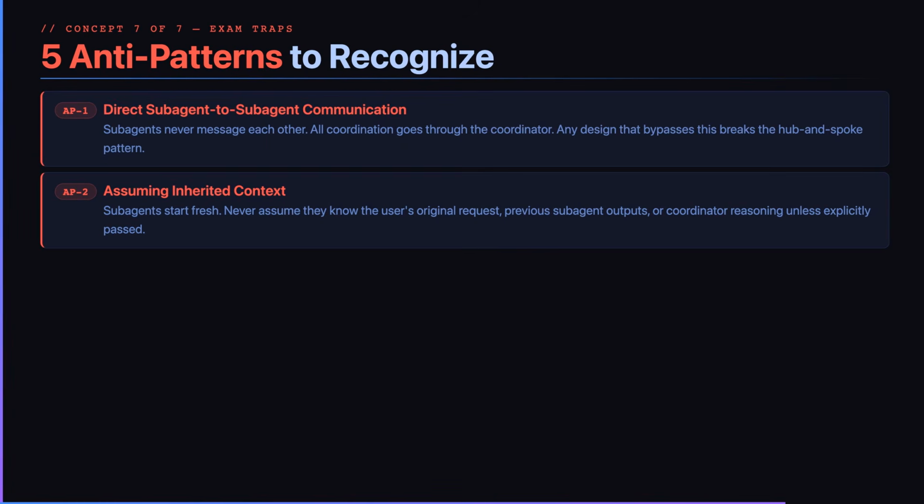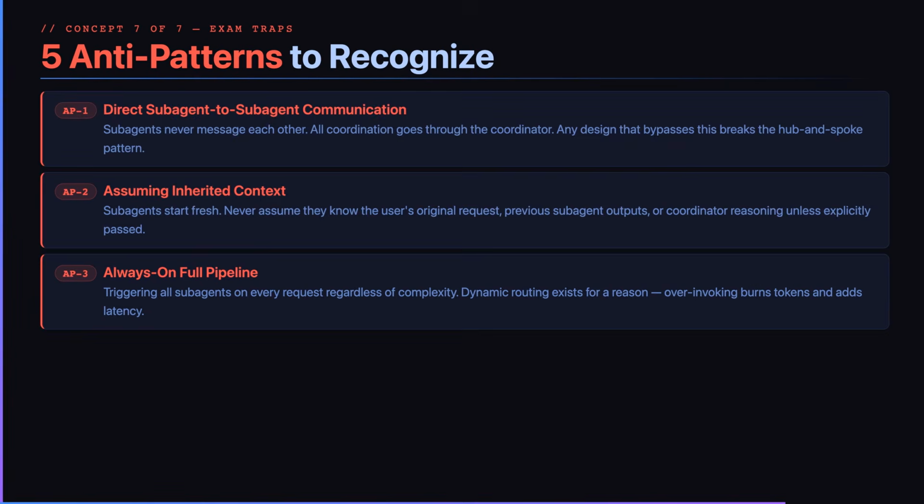Anti-pattern 2. Assuming inherited context. Subagents start fresh. Never assume they know the user's request or what other subagents found, unless you explicitly pass it. Anti-pattern 3, always on full pipeline. Triggering all subagents on every request regardless of complexity. Dynamic routing exists precisely to avoid this.